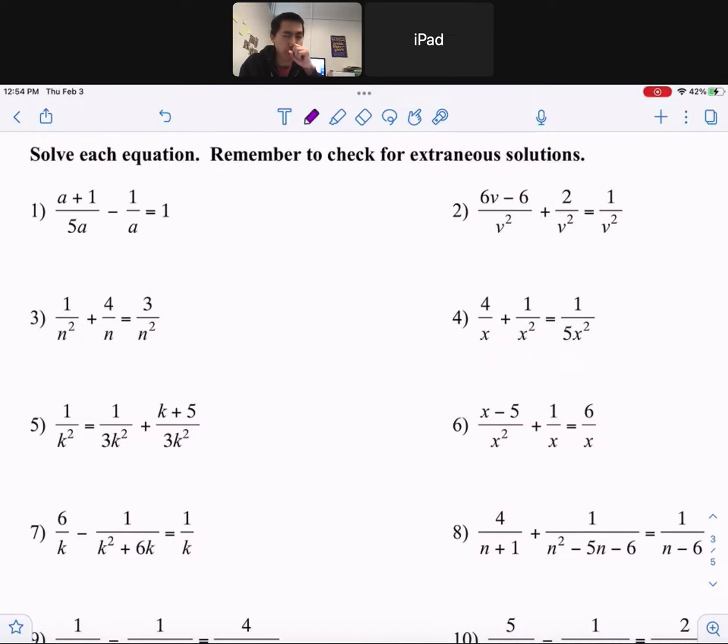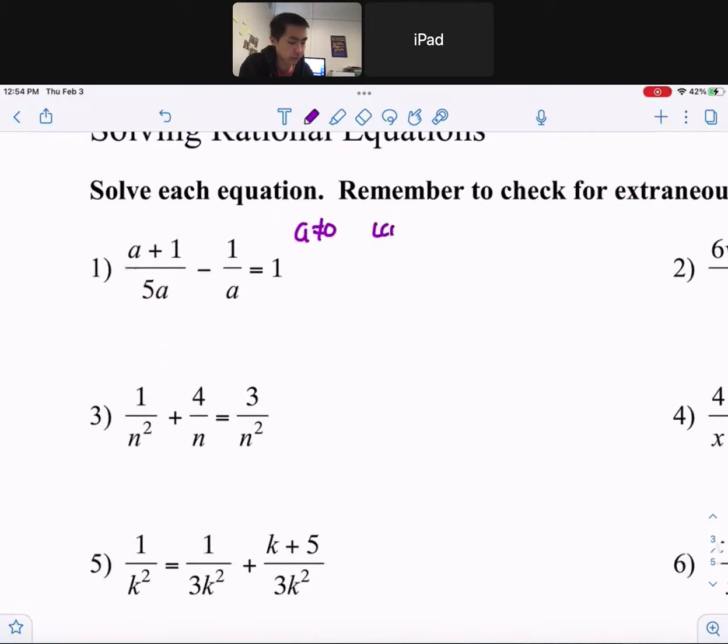So, for number 1, A cannot be 0, so we know A cannot be 0. The LCD of this is 5A, so we're going to multiply this whole thing by 5A. This times this, the 5a's cancel, so all you're left with is a plus 1. 5a times this, the a's cancel, so it's 5 times negative 1 for negative 5, equals 5a times 1, which is just 5a.